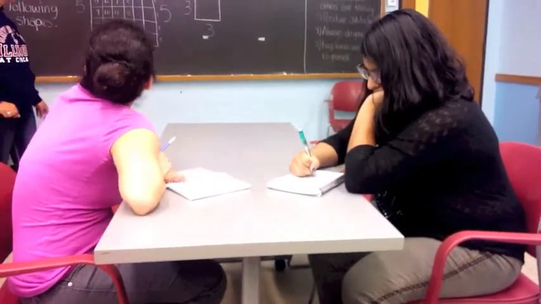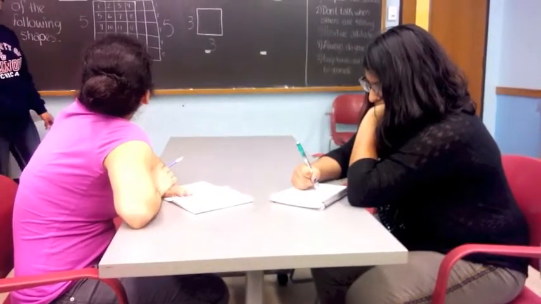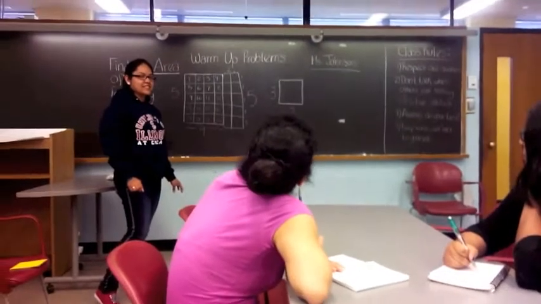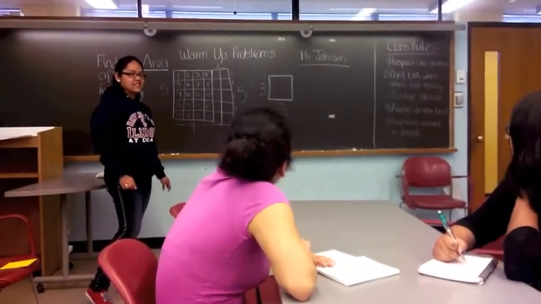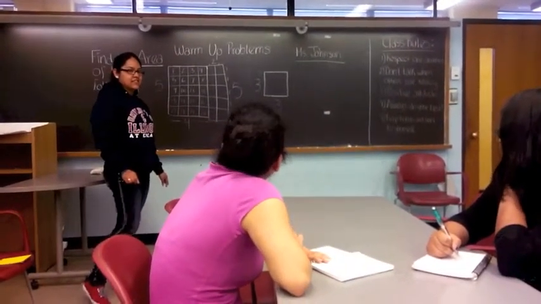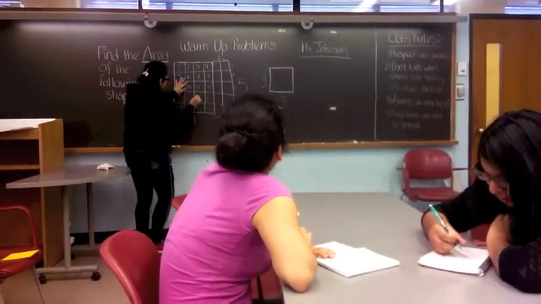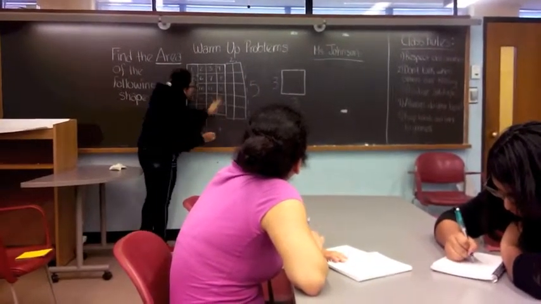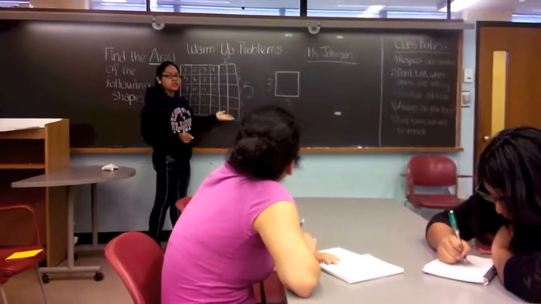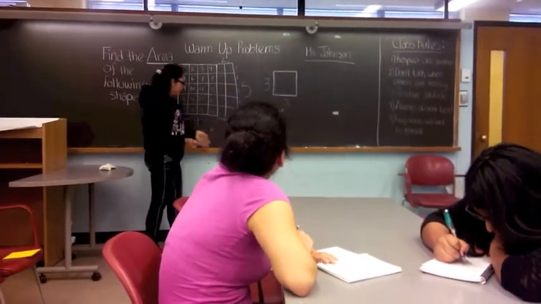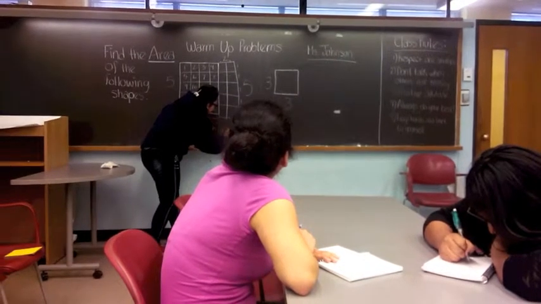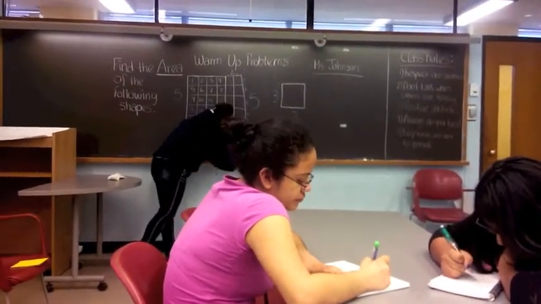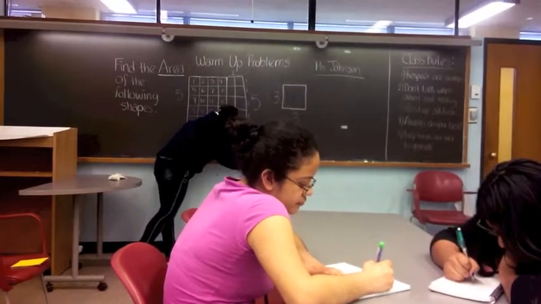10. 10 plus the 20 we already had makes 30. Good. So we already said that this is 20 plus these 2 columns, which you said was how many square units? 10. 10 gives us a total of 30 square units for this whole shape.